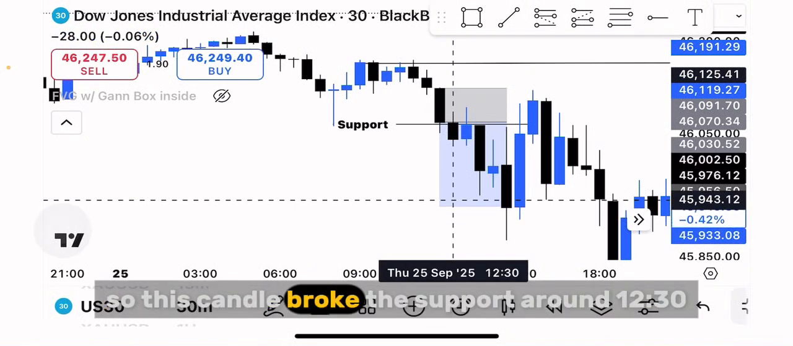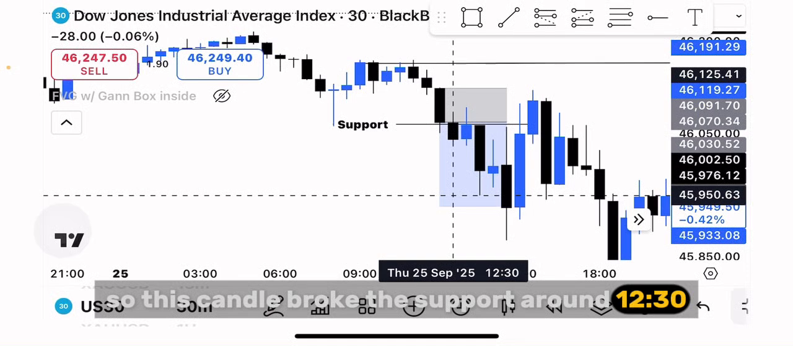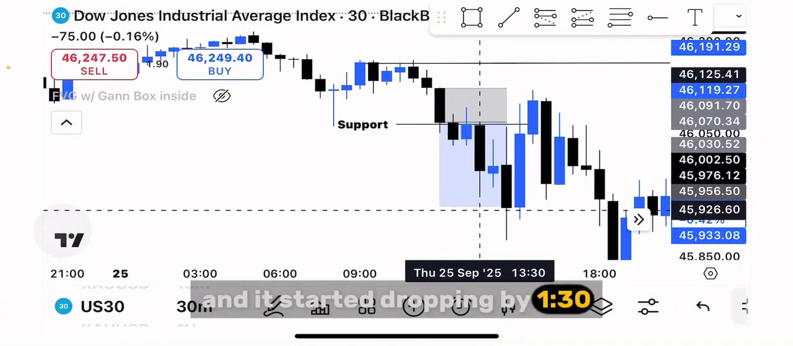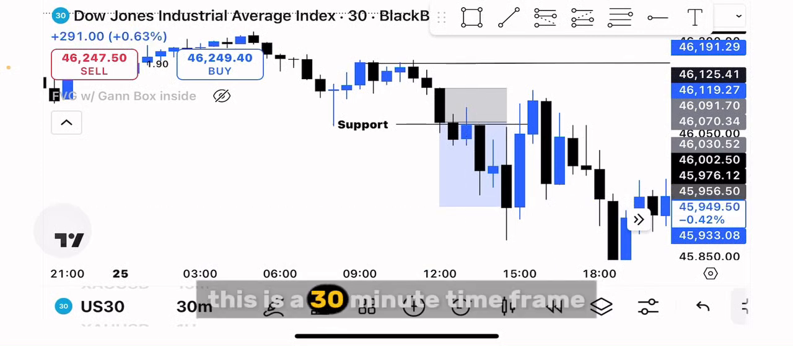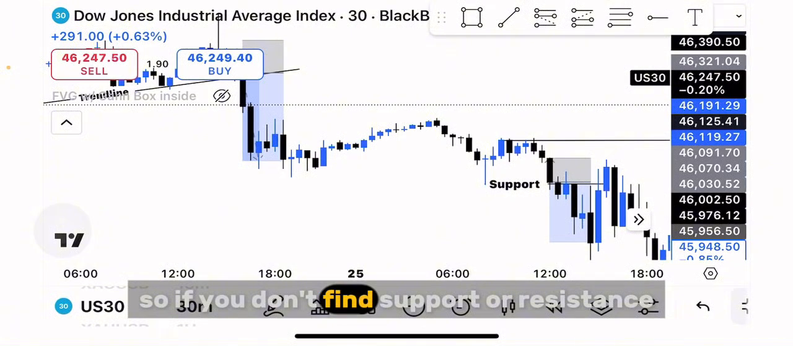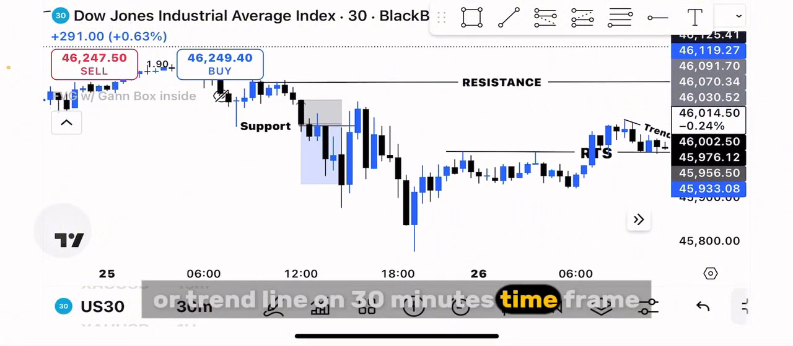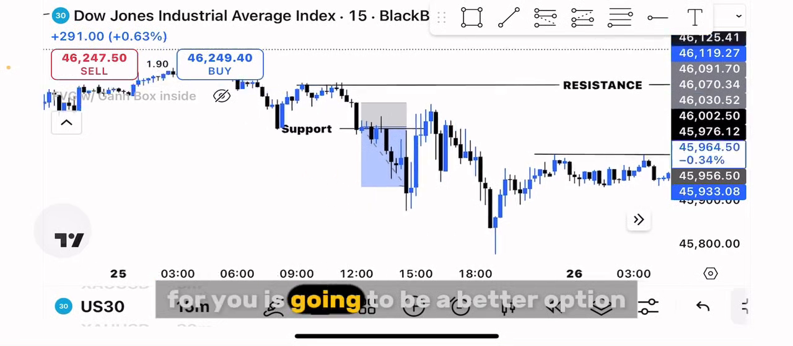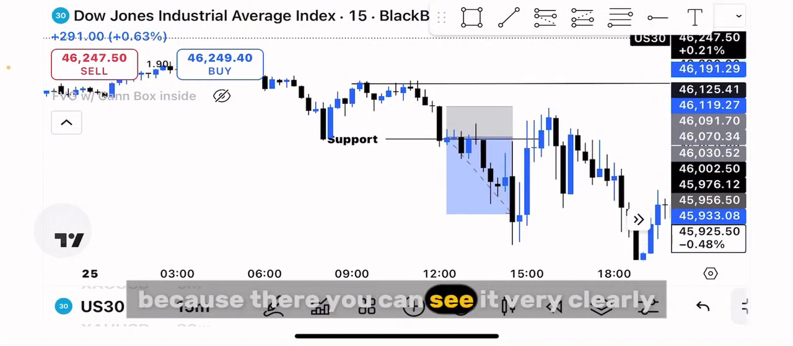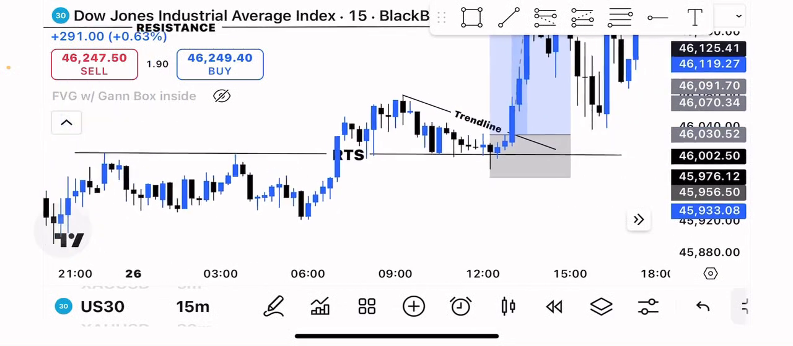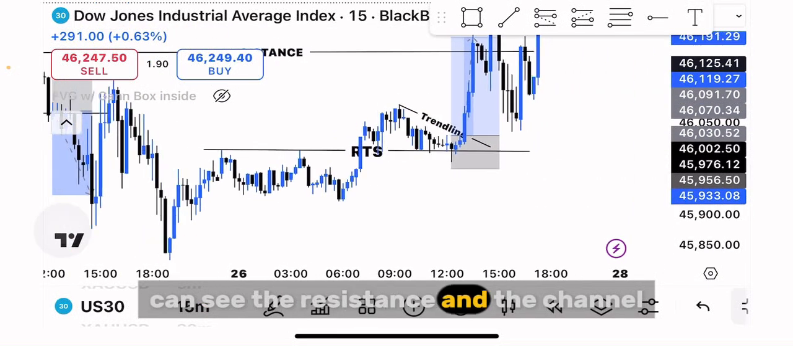So this candle broke the support around 12:30. There was a retest by 1 o'clock and started dropping by 1:30. This is the 30-minute time frame. So if you don't find support or resistance or trend line on 30-minute time frame, I feel like the 15 minutes and the 5 minutes is going to be better for you. It's going to be a better option, because there you can see it very clearly. You can see the support, you can see the resistance and the trend line.